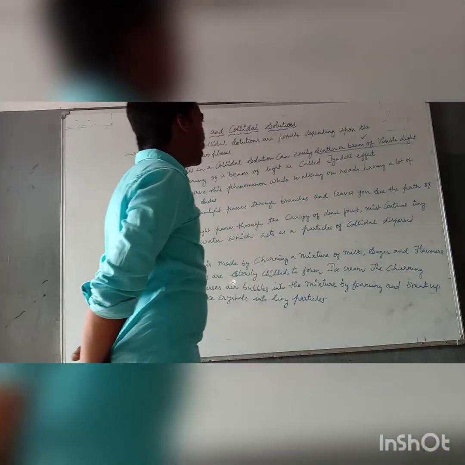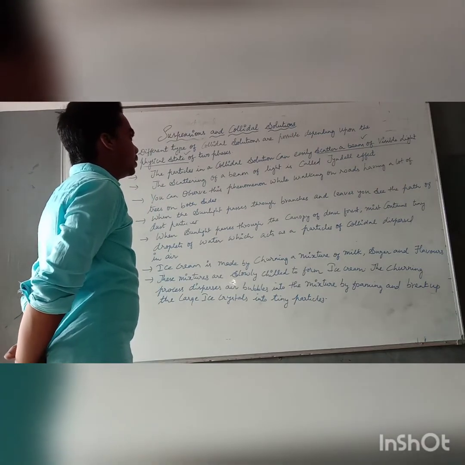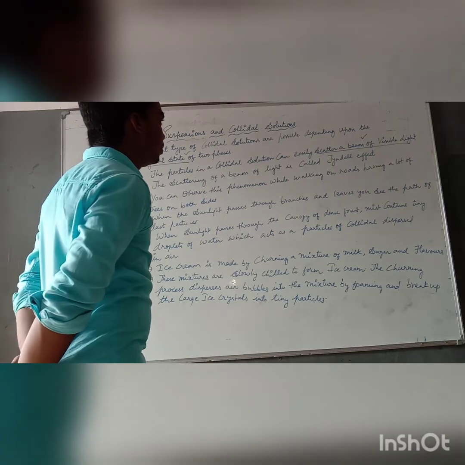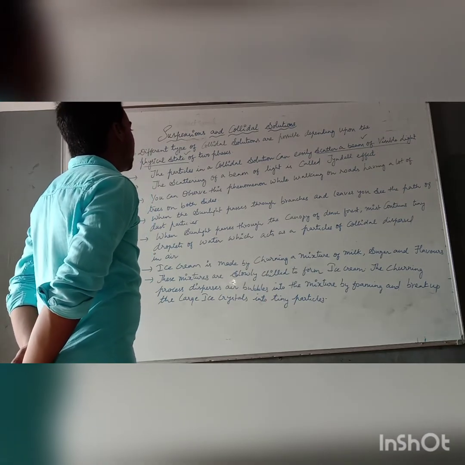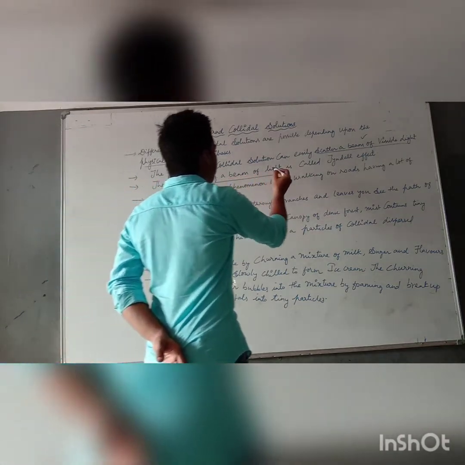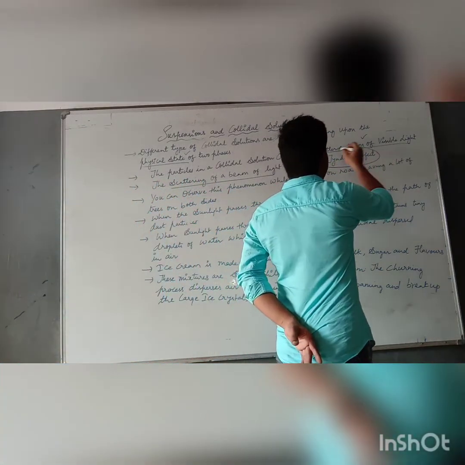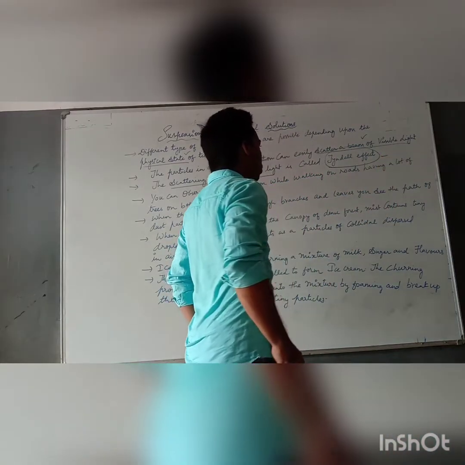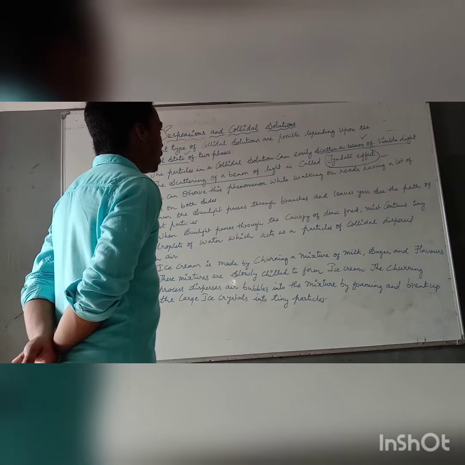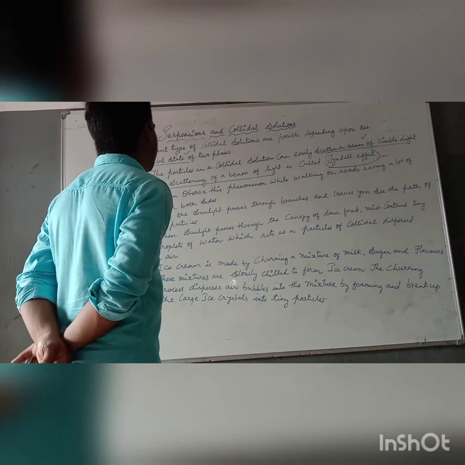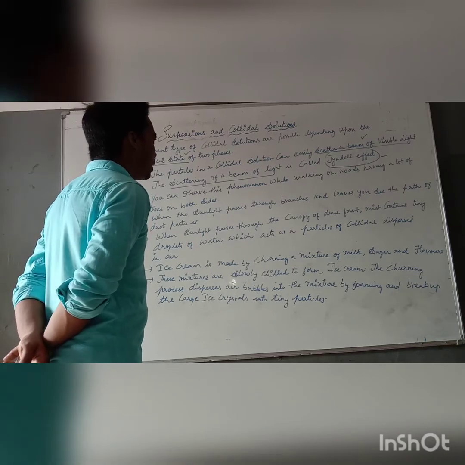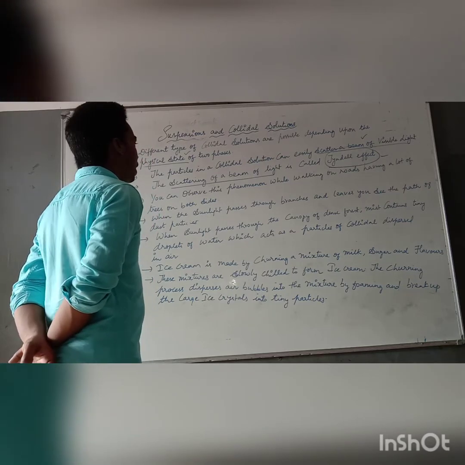Whichever particles are present in a colloidal solution can easily scatter a beam of visible light. This scattering of a beam of visible light is known as the Tyndall effect. Very important question: what do you mean by the Tyndall effect? The particles in a colloidal solution scatter a beam of visible light, which is known as the Tyndall effect.